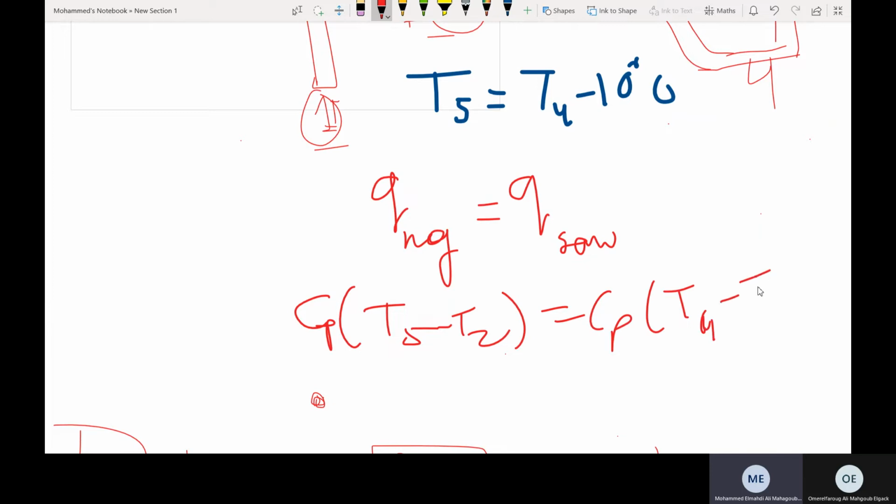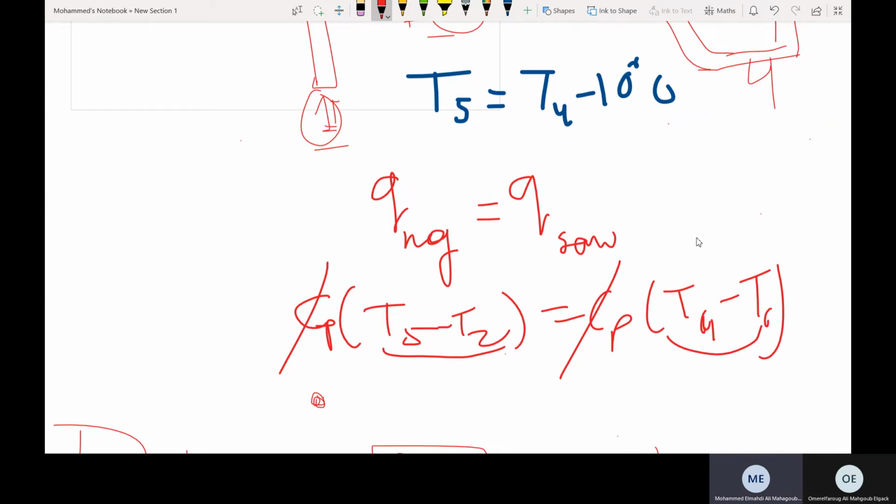equal to Cp times T4 minus T6. And of course, we can cancel the Cps in this case. Remember, this is only because we have the cold air assumption. If we had the standard air assumption, we would need to use the h's. And then T5 minus T2 is equal to T4 minus T6. This is the relation.